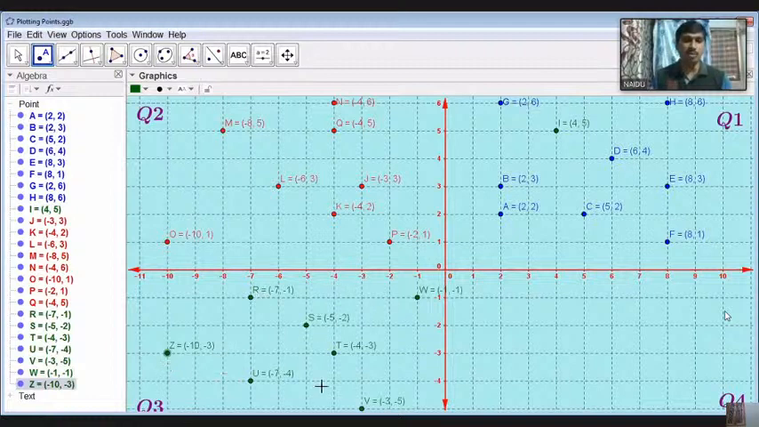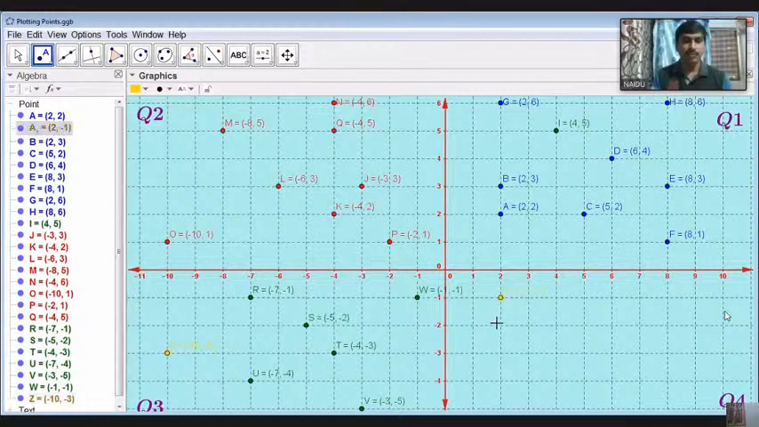If you observe all the points which lie in Q3, for every point in Q3, x is negative and y is also negative. Is it clear, children? Now I will show you some points in the next quadrant. Observe carefully here. Is it visible? Okay, I will change the color.